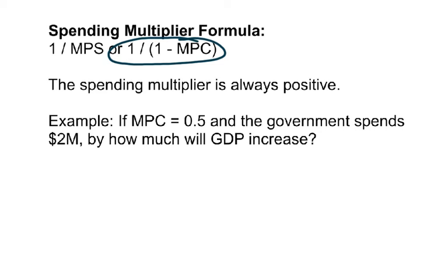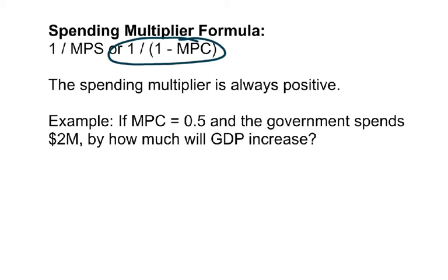The question is, if the marginal propensity to consume is equal to 0.5 and the government spends $2 million, by how much will GDP increase? We know that when the government spends money, that increases aggregate demand and therefore GDP. So we just want to know by how much. How much is that $2 million going to really mean in terms of spending when it gets into the hands of consumers who then spend it, and those consumers then spend it, and so on. So how do we do this?